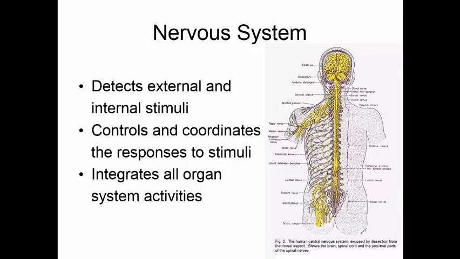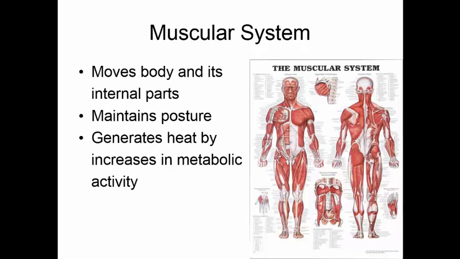examples. Your next one is the nervous system, which includes your brain and your spinal cord, and then all the nerves that integrate and correlate with those. It helps to detect external and internal stimuli, helps to control and coordinate different responses, and it integrates all the other systems within the body to make sure that everything's working together and help with that idea of homeostasis. Muscular system includes all the different muscles in your body, moves the body and its internal parts, helps to maintain your posture so you can stand upright, and when you start getting too cold, it helps to generate heat by shivering.